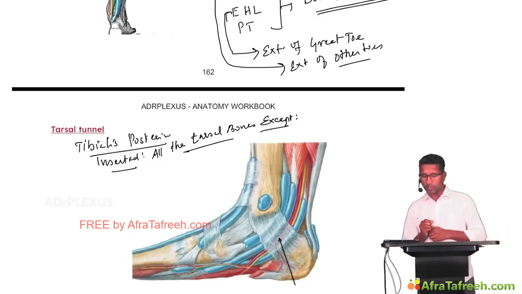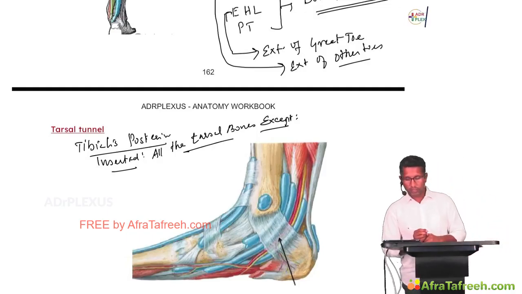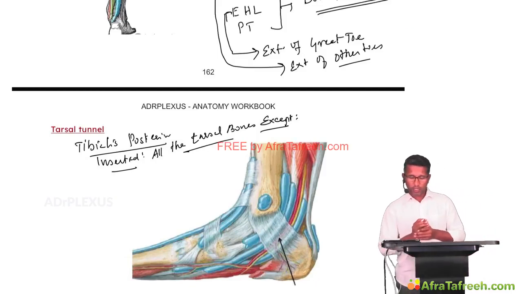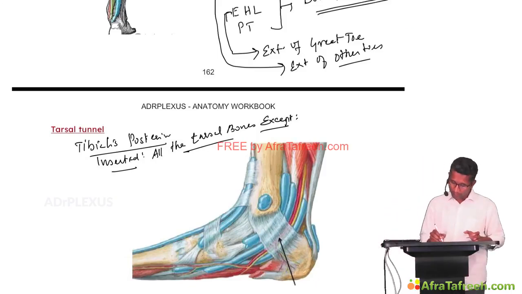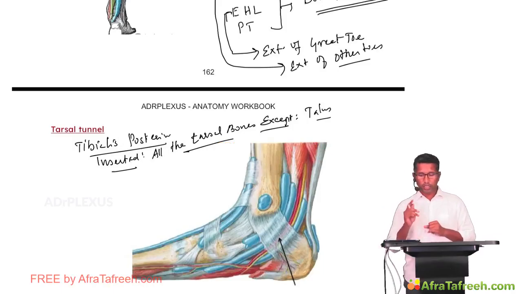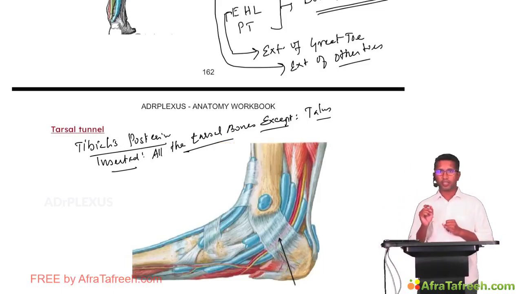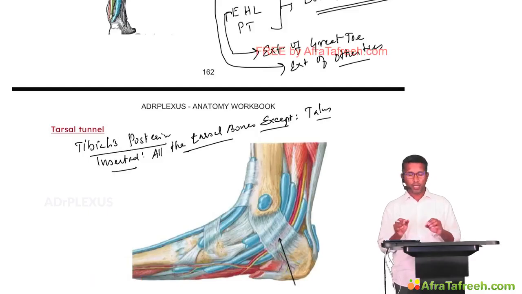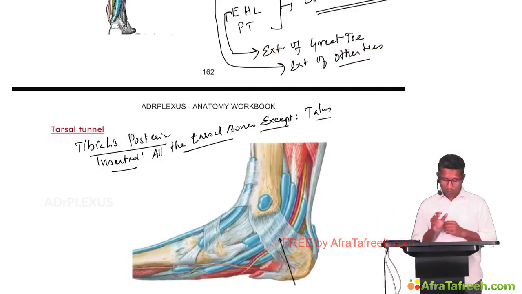Can anybody tell me what is the bone that does not receive the insertion of tibialis posterior? Anybody, guys? Yes, it is the talus bone. Talus bone does not receive the insertion of tibialis posterior. And also remember, guys, talus is one bone which does not receive insertion of any muscle. No muscles are inserted into the talus bone. Talus bone is devoid of any muscular attachment. So this is an important point.